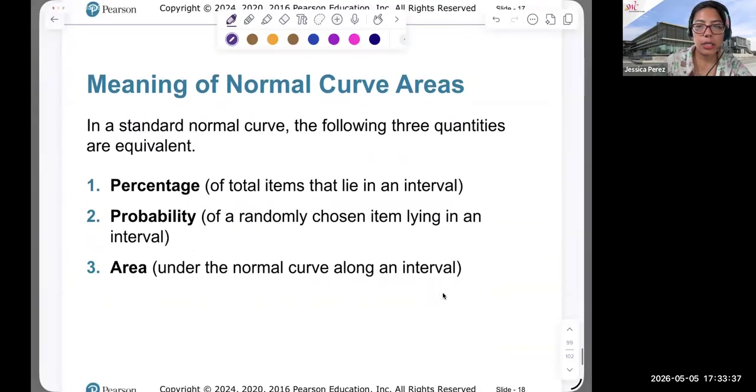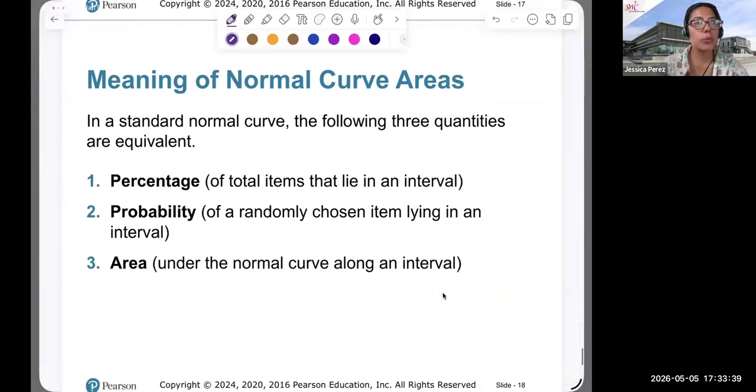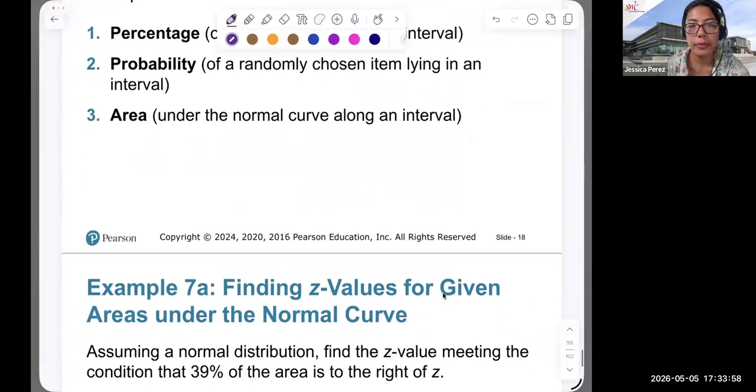Now, what is the meaning of a normal curve? In a standard normal curve, there are three quantities: the percentage of the total items that lie in an interval, the probability of a random variable lying within an interval, and the area. So percentage, probability, and area are all the same when we're looking at a normal curve.